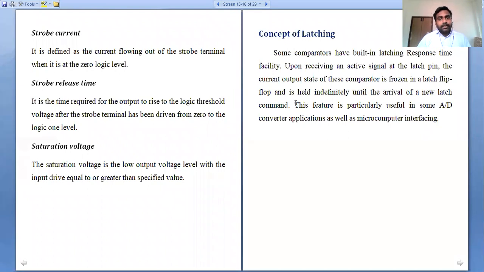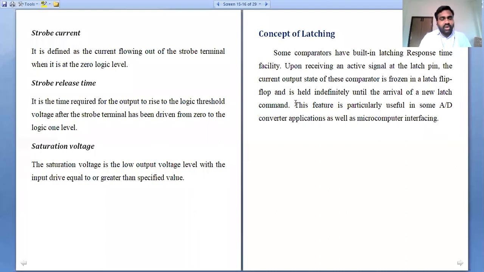In some applications of comparators, we use external latching circuits, that is, an entire circuit for holding the output command for a specific instant of time. This is the concept of latching. Latching means sending a command to the output of the comparator. We have to hold the output of the comparator up to a specific instant of time, whether the output is positive voltage saturation or negative voltage saturation. We can freeze the output of the comparator using a latch flip-flop.